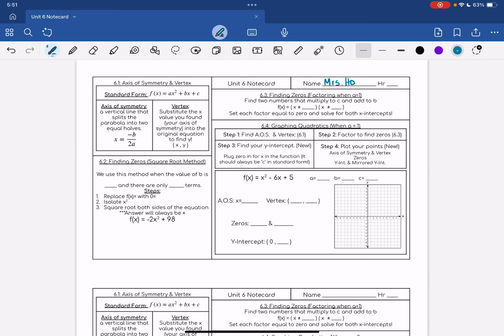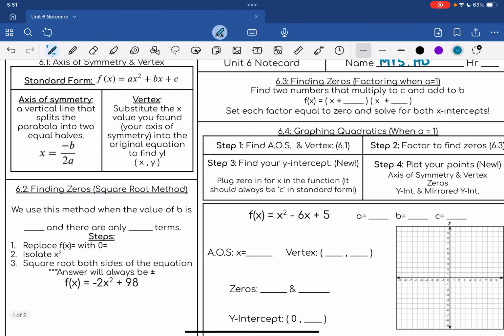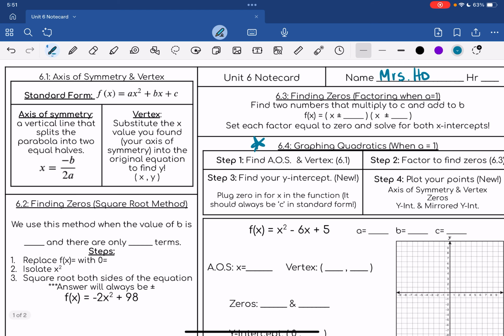Okay, so we had to condense a lot of stuff on this note card. So 6.1 and 6.3, we do not have examples of by themselves, because you're going to do them down here in 6.4 when we graph it all together. So 6.1, axis of symmetry, we do negative b over 2a, and then we plug that in to find our y value. 6.3, we factor to find two numbers that multiply to c and add to b, and then we set each factor equal to 0, and we solve.